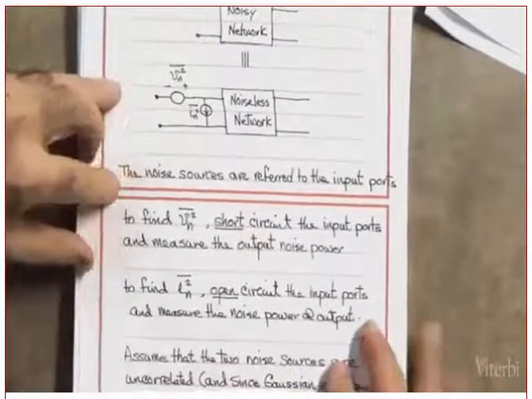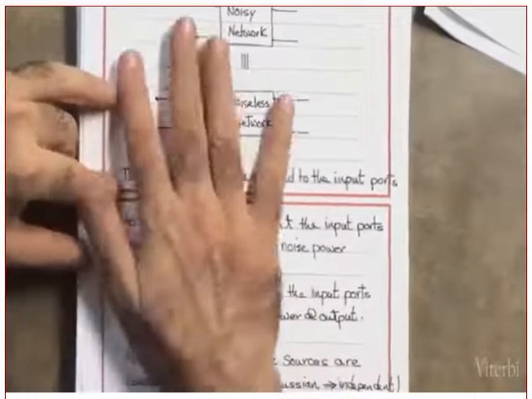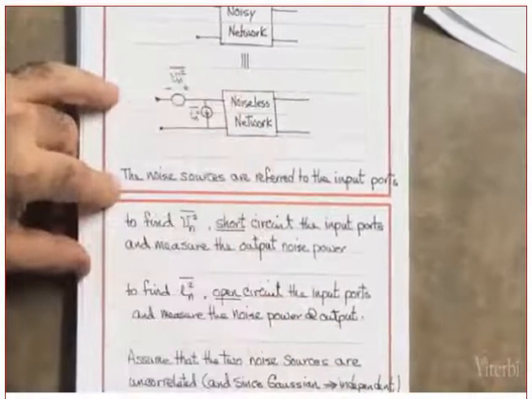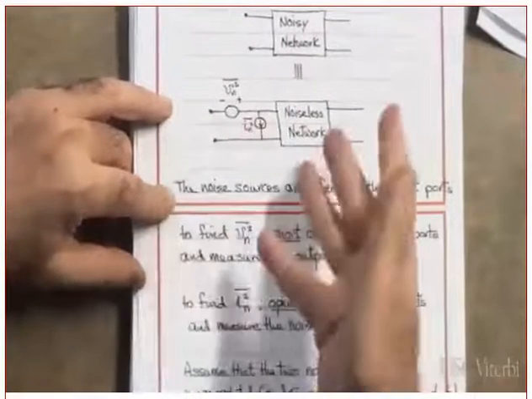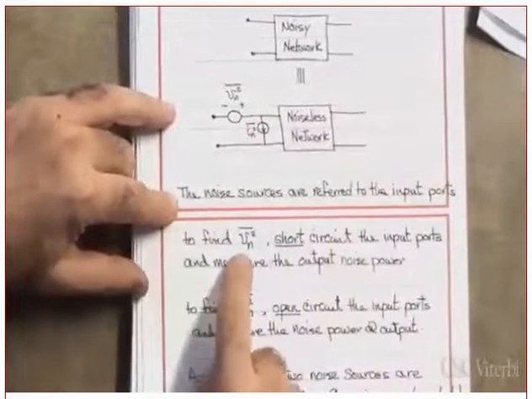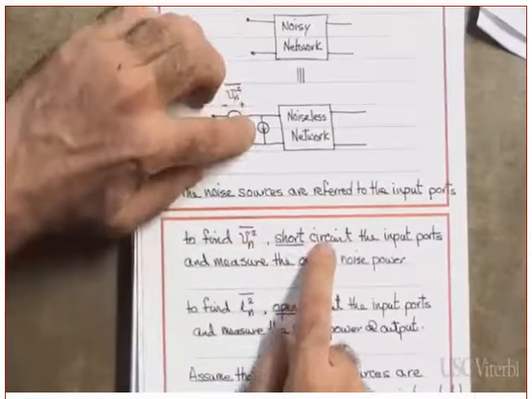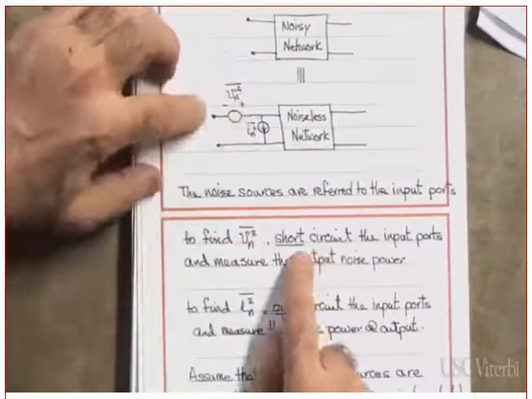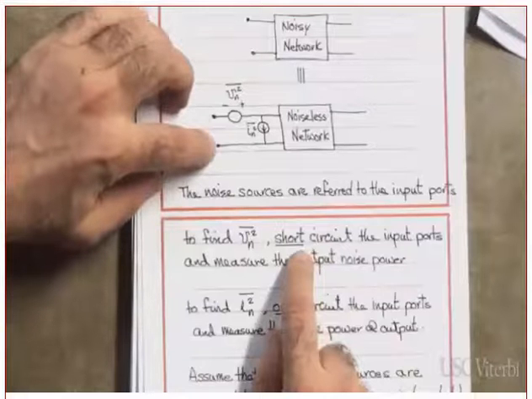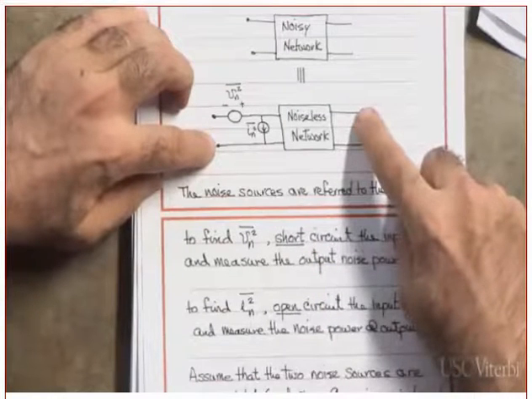Okay. Now, how do I find these? By the way, we will relate them to our low noise amplifier next time. This is general analysis for a two-port network. How do I find the Vn square bar? I short circuit the input port and I measure the output noise power.